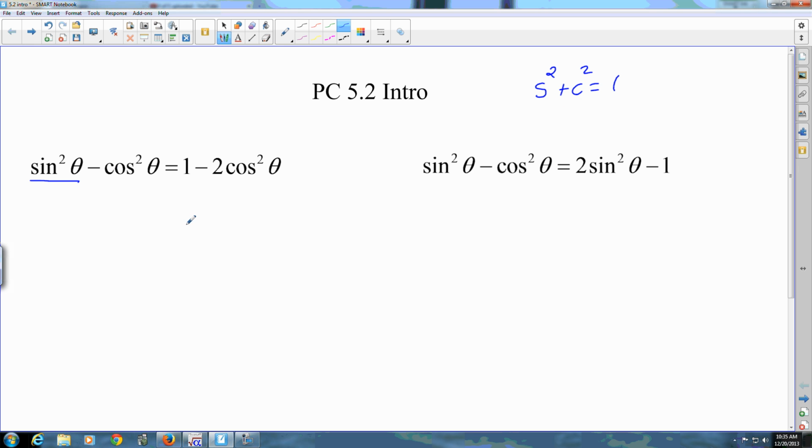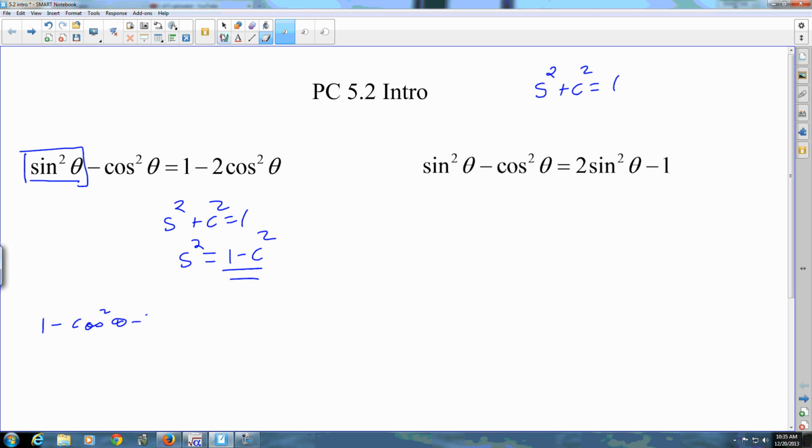Sine squared is worth, so sine squared is 1 minus cosine squared. That's what sine squared is worth. So you're going to replace this with what it's worth. So you have 1 minus cosine squared minus cosine squared. Whoops, jumping ahead of myself here. Okay, cosine squared. So you have 1 minus cosine squared minus cosine squared is minus 2 cosine squared as required.